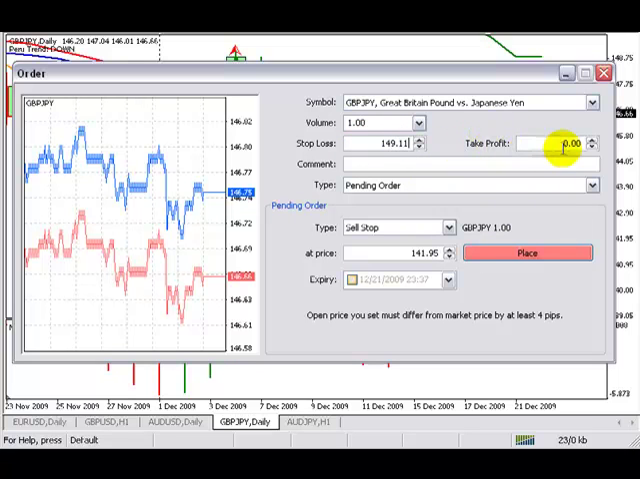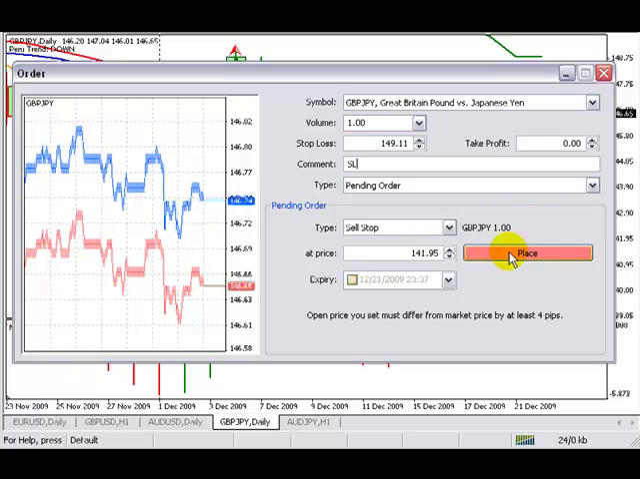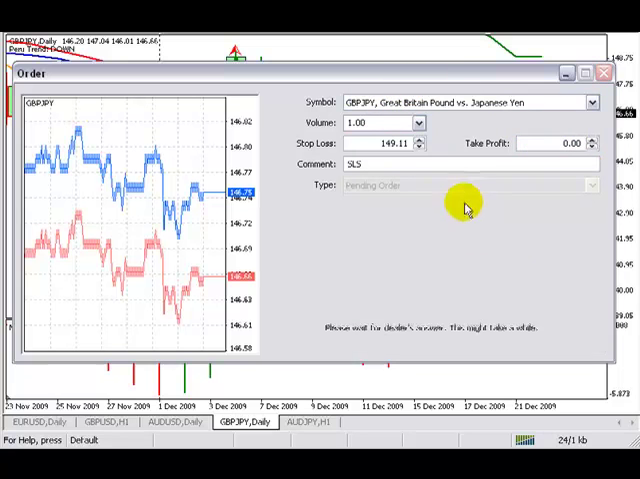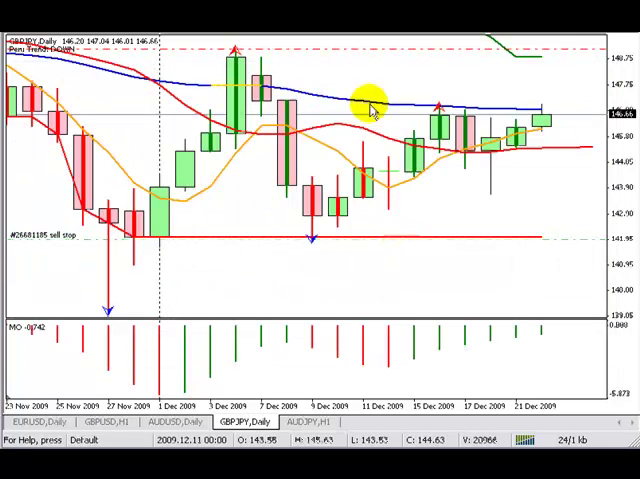So we put that in, and we're going to leave our take profit open. This is basically a swing low sell. So we'll go ahead and put that in there. And this is the pound yen, as you can see. We'd go ahead and place the order, and it should pop up on our screen. There's our stop loss. There's our entry point.